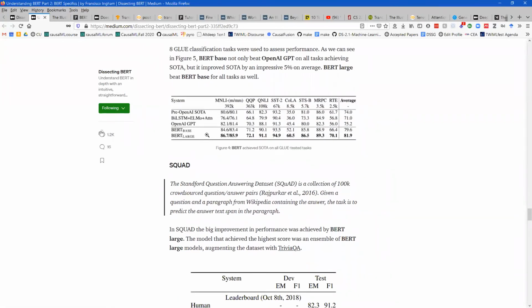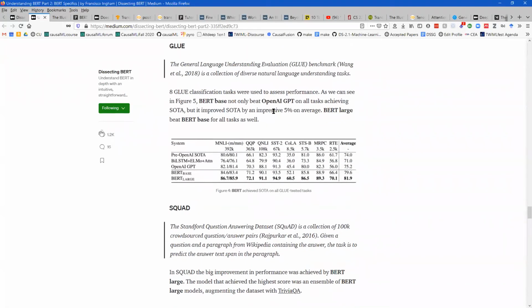Now we can compare some of the results in the GLUE, the 8 GLUE classification tasks. I don't remember exactly what these all are, but you can see that BERT base here is 79.6 on its average, and OpenAI GPT is 75.2. So there's a clear, it beat it by a lot.